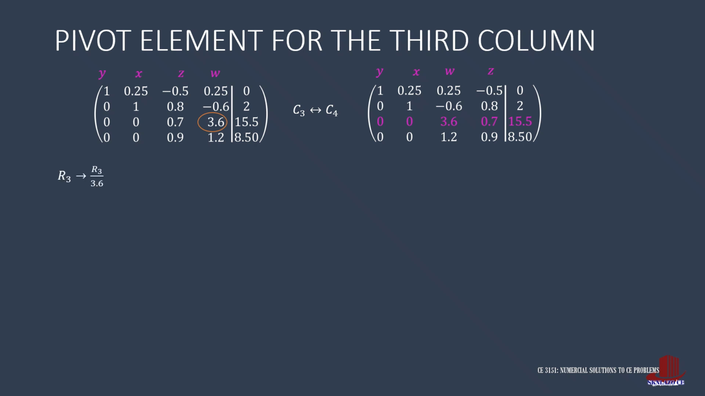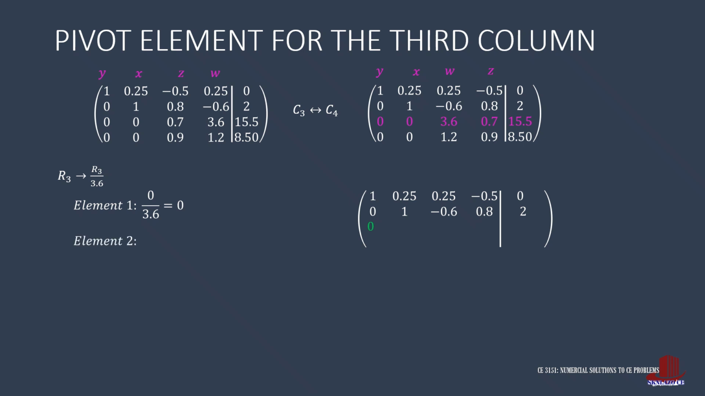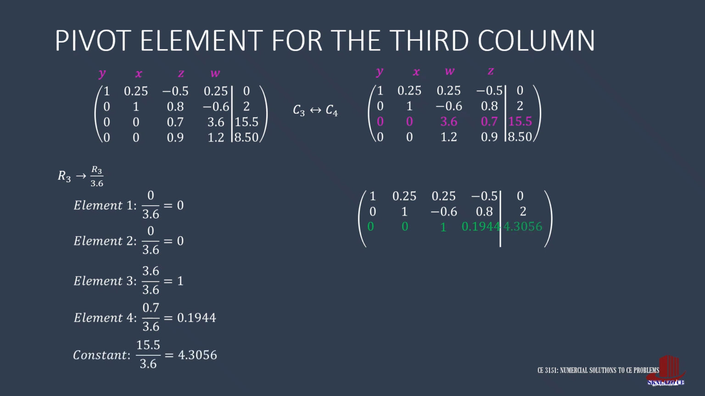Next is to create a pivot element equal to 1, and that is by dividing the third row by 3.6. So the elements start with 0 over 3.6, which is 0. And this is also true for the second element. The third is 3.6 over 3.6, which is 1. The fourth is 0.7 over 3.6, giving 0.1944. Then 15.5 over 3.6 is 4.3056.